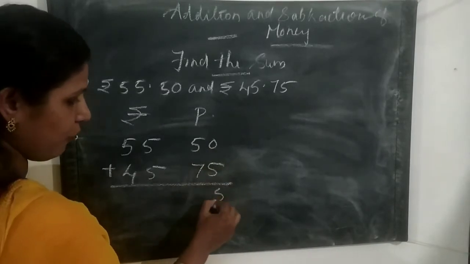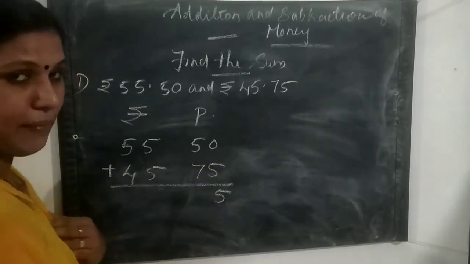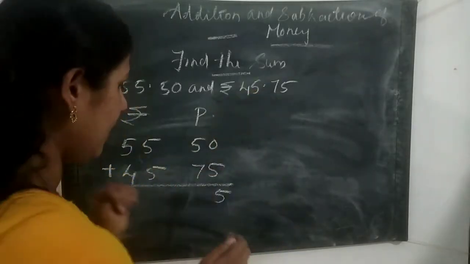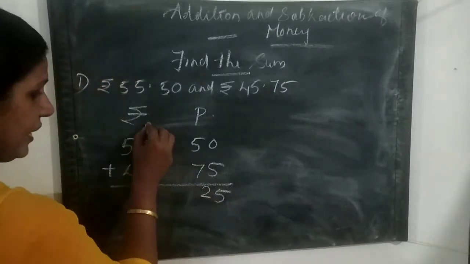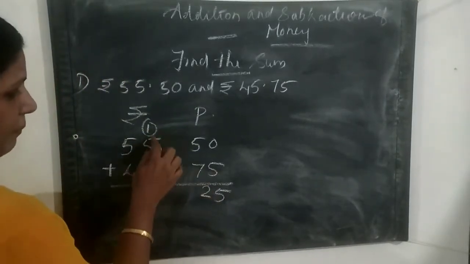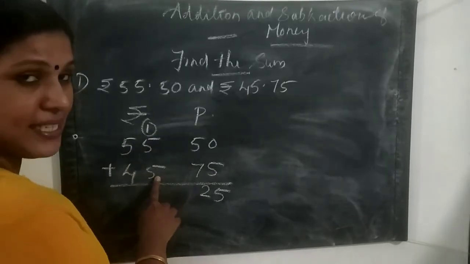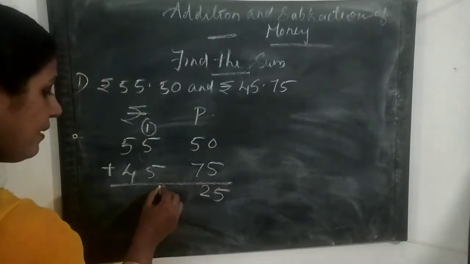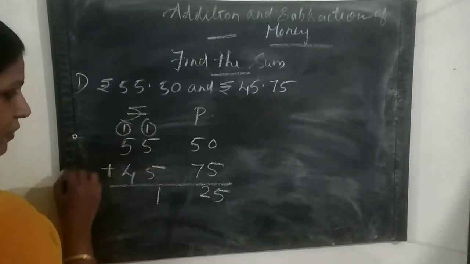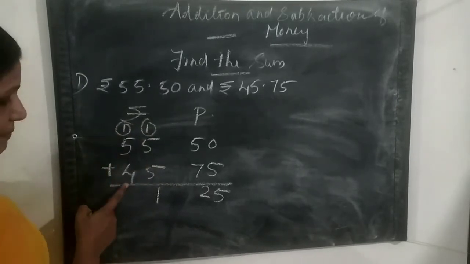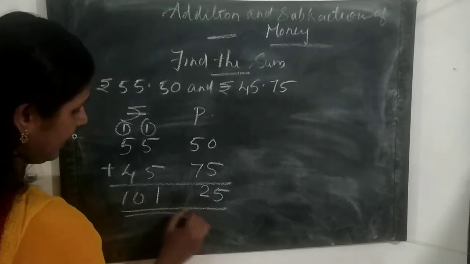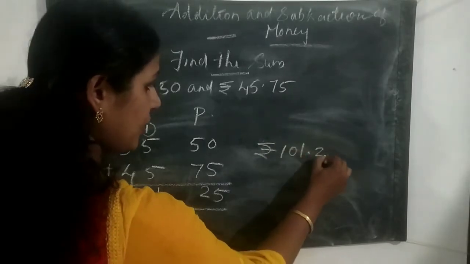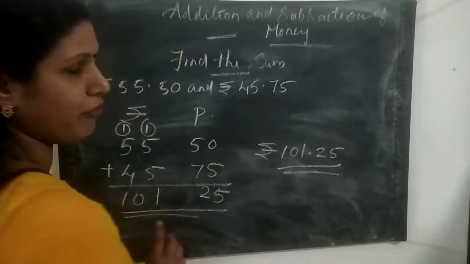0 plus 5, 5. 5 plus 7: 5 in the mind, 7 on the fingers. After 5, 6, 7, 8, 9, 10, 11, 12. 12, here we write 2, carry over 1. And here 1 plus 5, 6. 6 plus 5: 6 in the mind, 5 on the fingers. After doing like this, 6 plus 5 is 11. So 11, here we write 1, carry over 1. Here 1 plus 5, 6. 6 plus 4, 10. So here we get the result as rupees 101.25. That is 25 paisa.